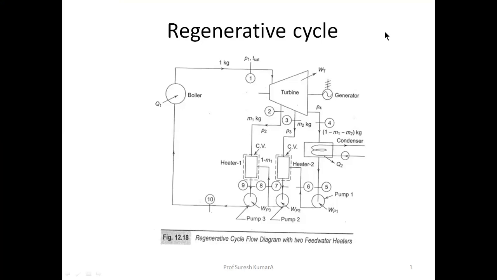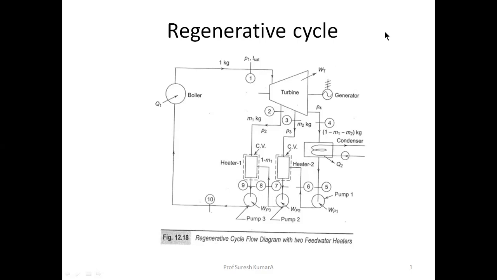Okay, in last class, I was discussing regarding the regenerative cycle. Basically, why we need the regenerative cycle is because the efficiency of a simple Rankine cycle is very less. So, in order to improve the efficiency, we go for the regenerative arrangement. In this, what we do is we heat the feed water before it is fed to the boiler. I have explained it in detail in the last class. I will just go through very quickly here.